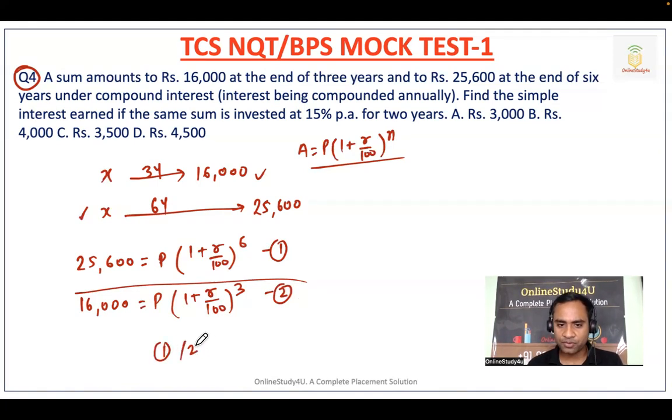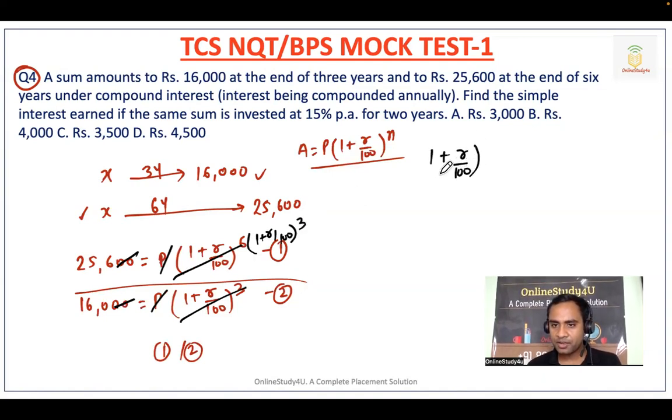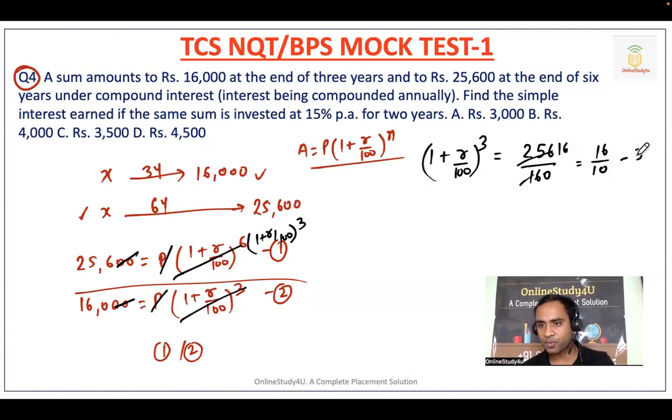So you divide 1 by 2. What will happen, if we try to understand, p and p will get cancelled, this 20 and this 20 will get cancelled, and this is 3 and this is 6 times. So basically it will get divided by 3 times. So 1 plus r by 100 whole cube will be equal to 256 divided by 160. So 16 16 ja, it will become 16 by 10. This is my equation 3.